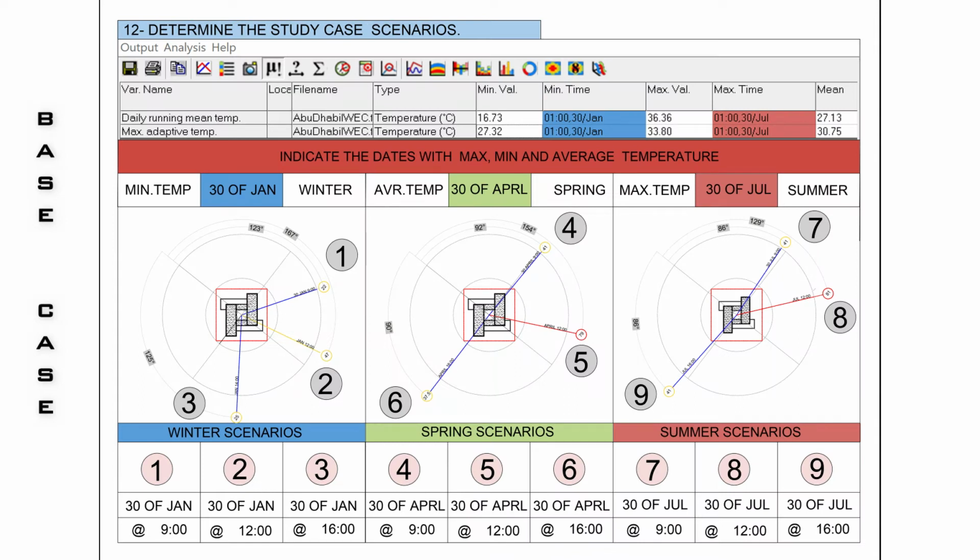Determine the study case scenarios. We selected for the city of Abu Dhabi 30 January and 30 July as the dates for minimum and maximum temperature, and 30 April for the average scenario. Each specified date will be studied at 3 different times: 9 morning, 12 midday, and 4 afternoon. So in total, 9 different scenarios are to be analyzed.